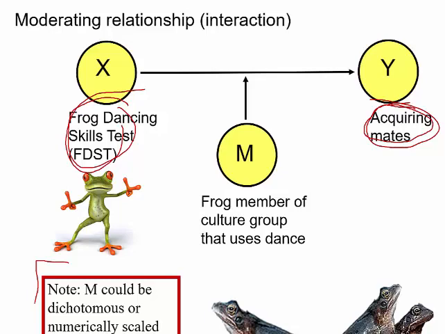Everything I'm going to be talking about here could be applied to a situation where we have numerically scaled variables that range from high to low that aren't simply dichotomous grouping variables. So we can do this with a dichotomous group or with a variable that's, maybe, to what extent does the frog culture like dance? So some could come from a high dancing culture, and medium and low and everywhere in between. So how much your culture values dance could be a numerically scaled variable that ranges from high to low, and that would work for this same model as well. But for this example, we're going to focus on situations where our moderator is dichotomous, two groups.